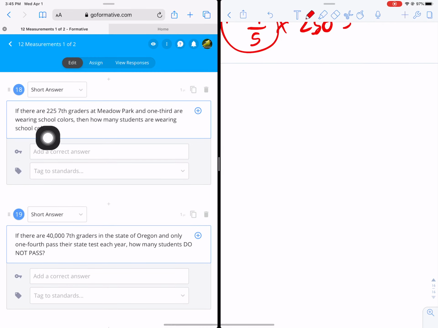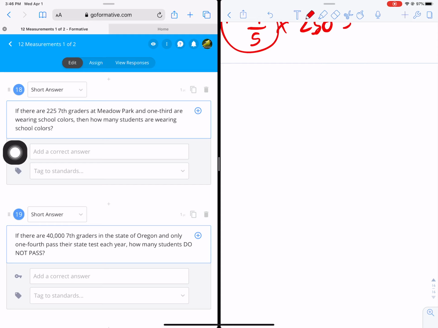Same problem, different numbers. I did 1/3 here, change the number. So you're doing the same problem. Pay attention to this question though. It says, if 1/3 are wearing school colors, then how many are wearing school colors? So you have to pay attention to this question. You can't just assume.